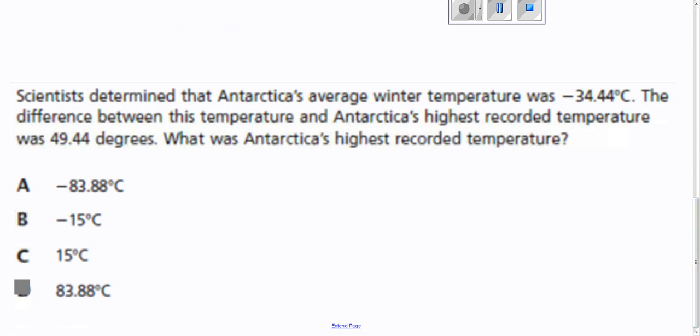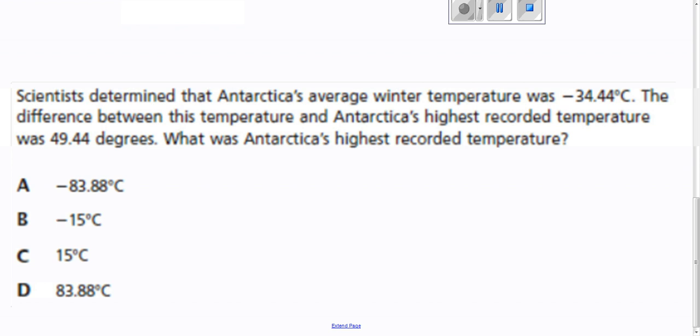On the bottom, this is the going further question. Scientists determined that Antarctica's average winter temperature was negative 34.44, I'm sorry, it's not dollars, negative 34.44 degrees Celsius. The difference between this temperature and Antarctica's highest recorded temperature was 49.44 degrees. What was Antarctica's highest recorded temperature?